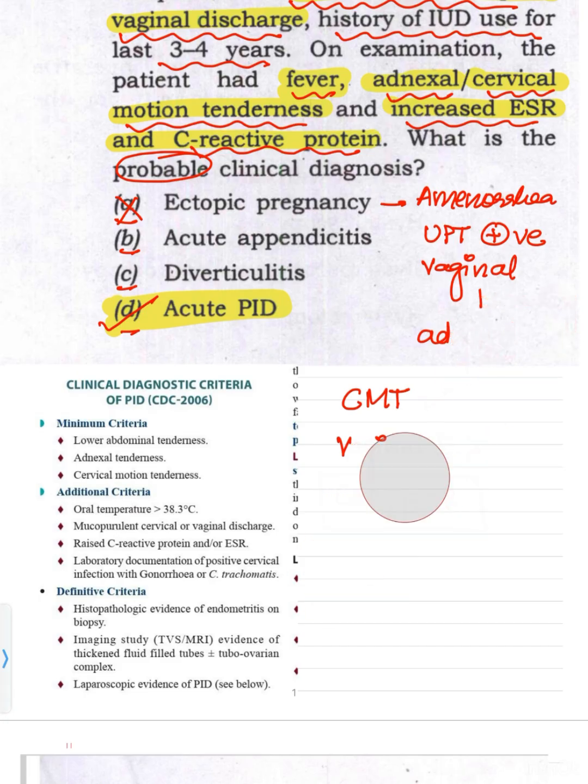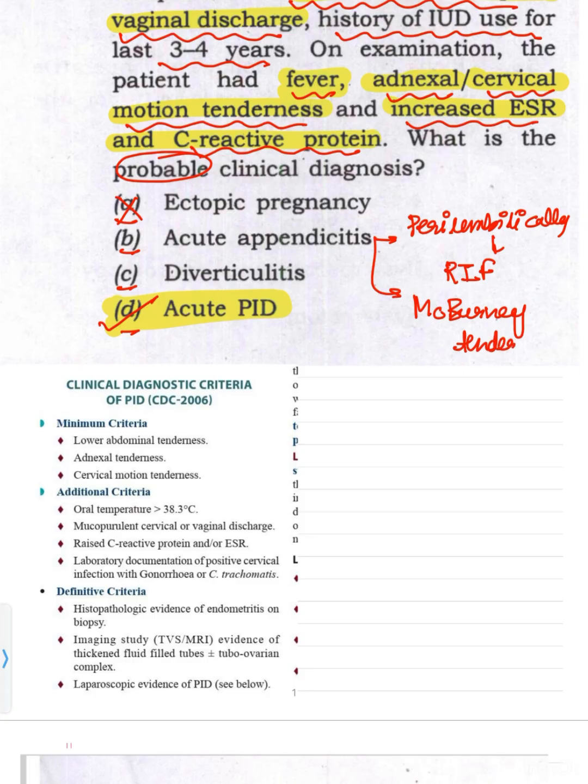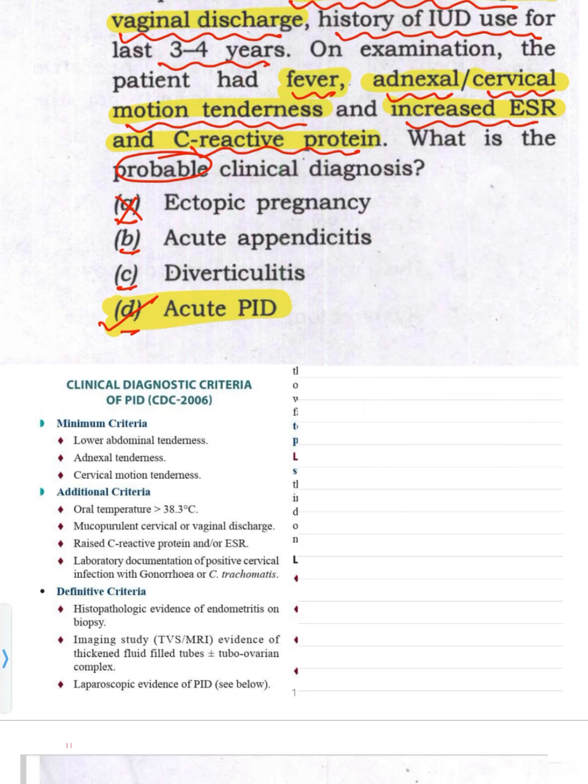Coming to the second option, acute appendicitis. If the answer would have been acute appendicitis, the question would have told that the pain started periumbilically and then shifted to the right iliac fossa. It would have told about McBurney's tenderness, and acute appendicitis does not have cervical motion tenderness. So that's why B is also wrong.